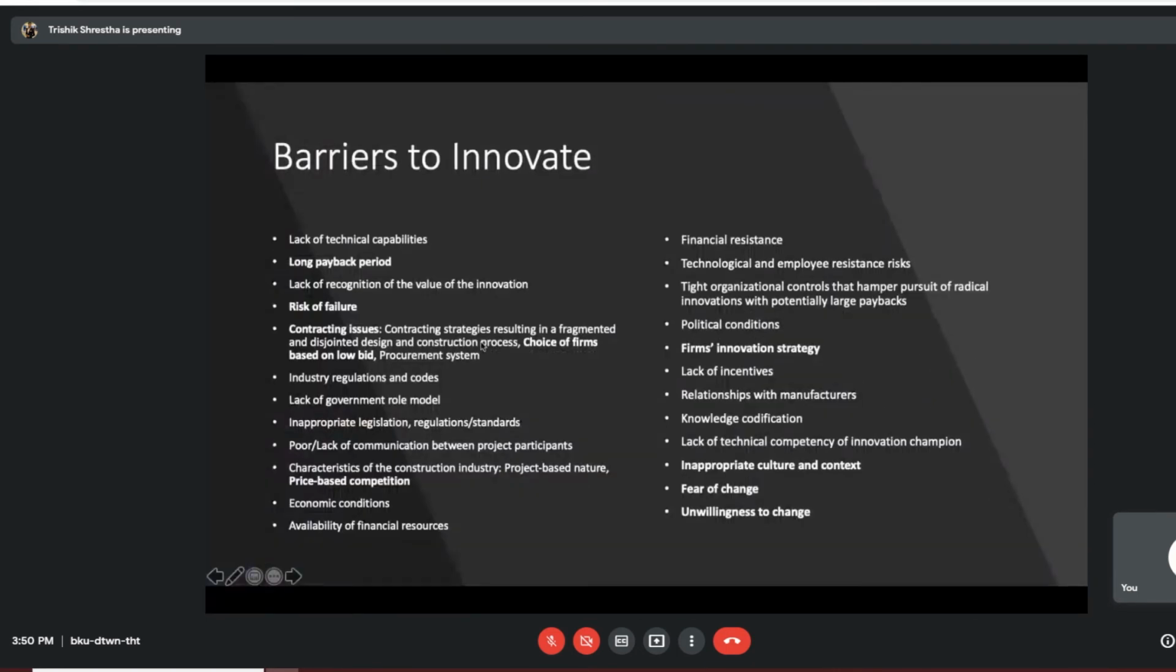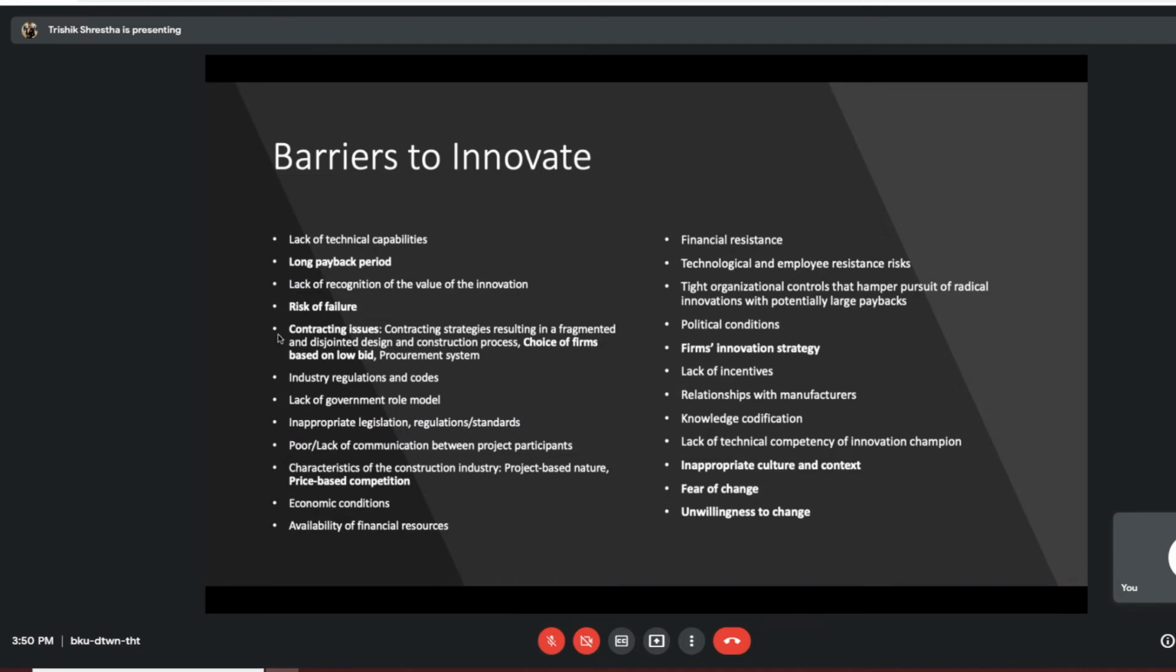So we have barriers to innovation. Now we have a lot of barriers to innovation. There might be drivers, but there are more barriers to innovation than there are drivers to innovation. And I believe someone asked me earlier that we might have some pitfalls while dealing with innovation. We might have some difficulties in wanting to innovate. So this is where we discuss all of those elements.